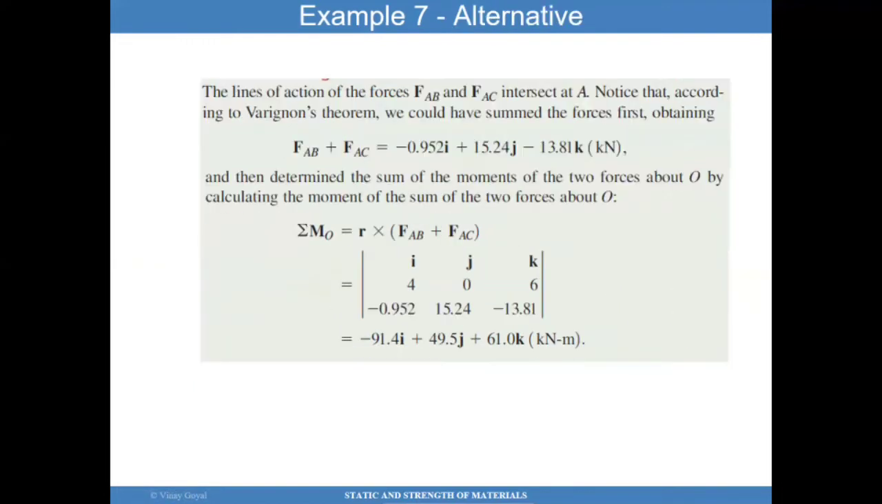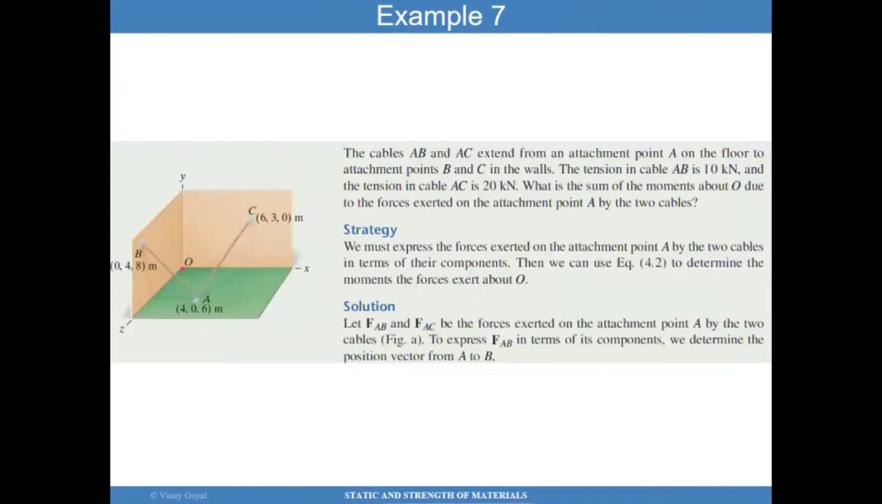So there's two ways of doing it. The lines of action of forces FAB and FAC intersect at A. But another approach that we could have used is as simple as taking the forces FAB and FAC and adding them up first. Once I added those forces, I can then take the cross product of that position vector OA to the resultant force F, since FAB and FAC are concurrent forces.